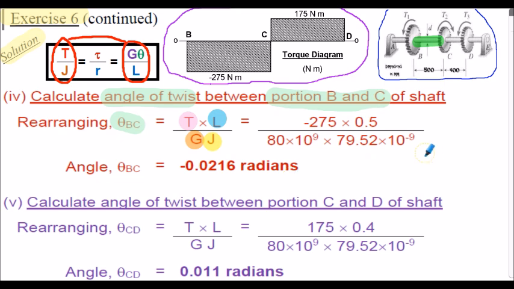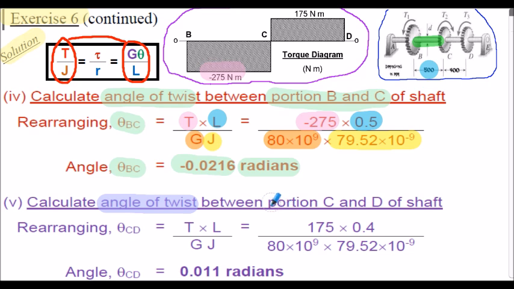Inserting the values, our torque is negative 275 Newton meters from our torque diagram here. The length of shaft B to C is 0.5 meters. The G is given in the question, and we calculated the J on the previous slide. Evaluating the angle of twist between BC of our shaft is negative 0.0216 radians.